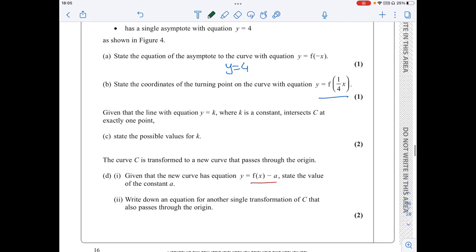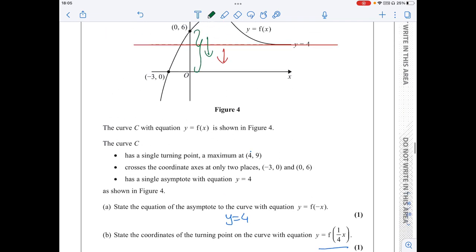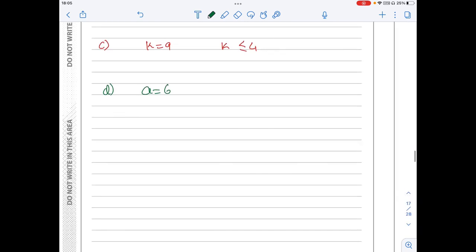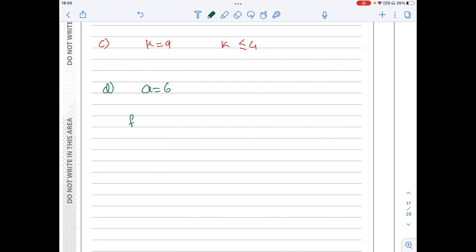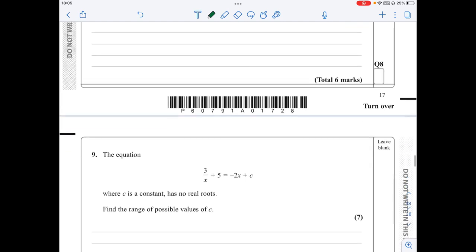And the next one, write down the equation of another single transformation of C that also passes through the origin. So another way is, if it is moving right side 3 units. Right side 3 units means it should be f of x minus 3. So y should equal f of x minus 3. That's going to be the answer.